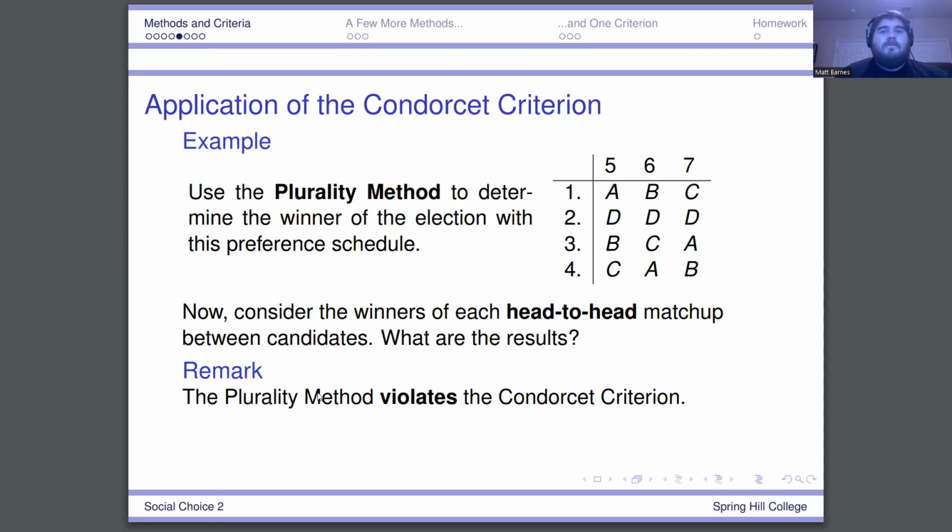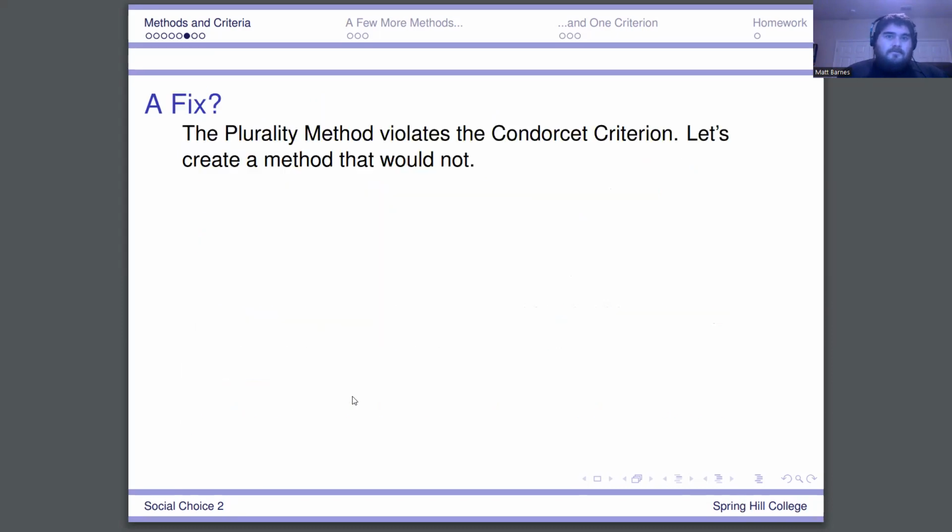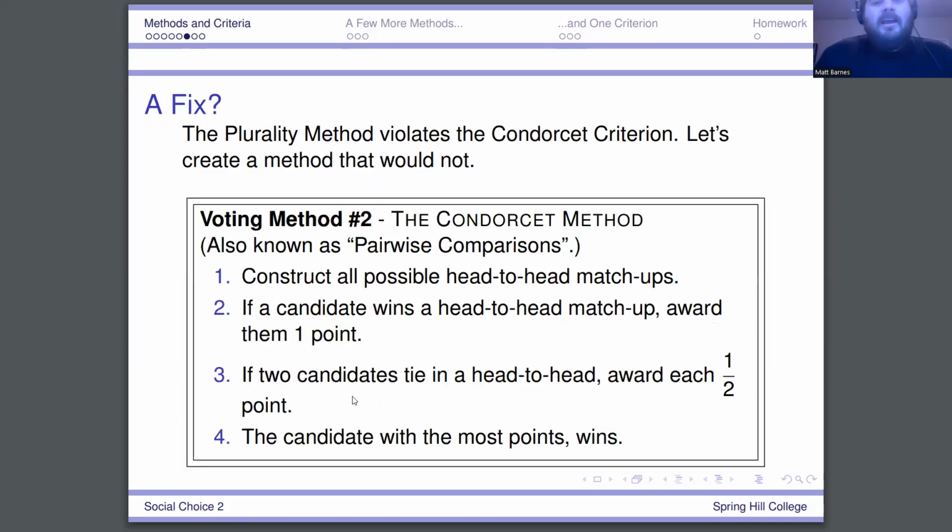Okay, so now we're starting to refine things a little bit. We have this Condorcet criterion, so we have another criterion for fairness. The plurality method violates this. So something we think would make an election fair, well, this method wasn't working. So let's see if we can design a new one. Can we make a new method that satisfies the Condorcet criterion? We're going to call this one pairwise comparisons, or we can call it the Condorcet method. However you want to do it, it's just referred to as both. And this is how we're going to do this voting method.